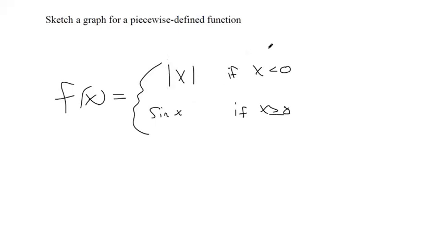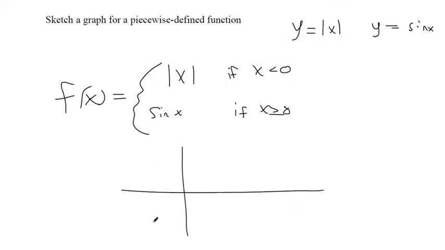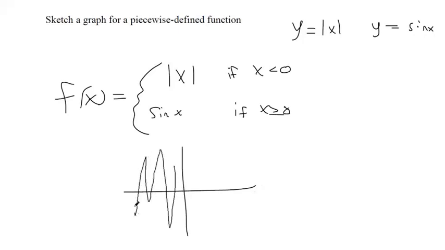So you could think of these as if they're their own separate equations. This is y equals the absolute value of x, and y equals sine of x. And we're graphing this one when x is less than 0. So here's our x and y grid. X is less than 0 is this side, right? So we're only graphing this graph over here.